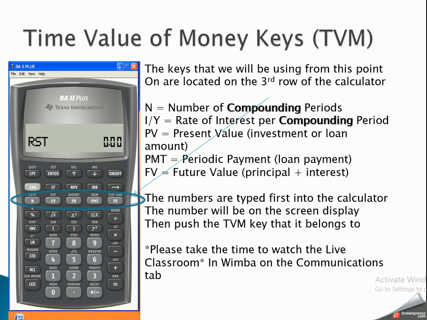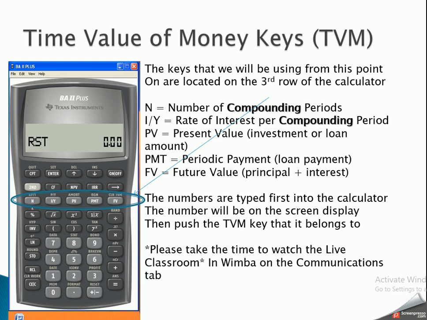And then the FV is the future value. So if this was an investment, it's going to be how much you put in plus how much interest you earned. Eventually, when we get into a future chapter, we'll talk about the loans, and then a loan's future value is always 0. It's all paid off.